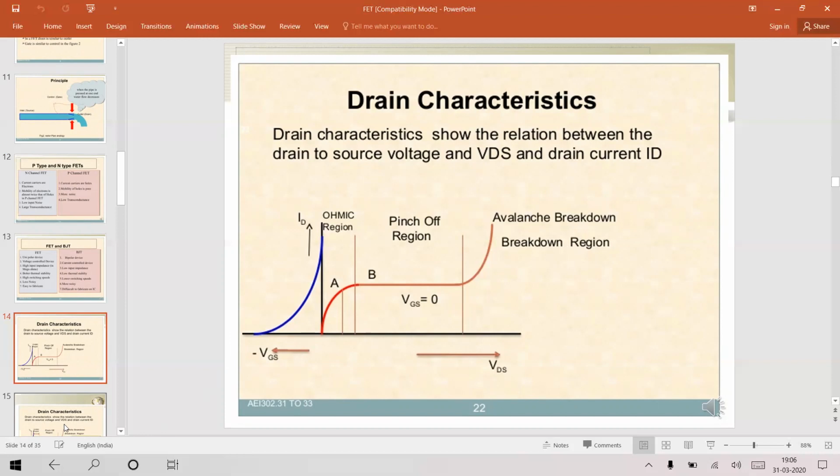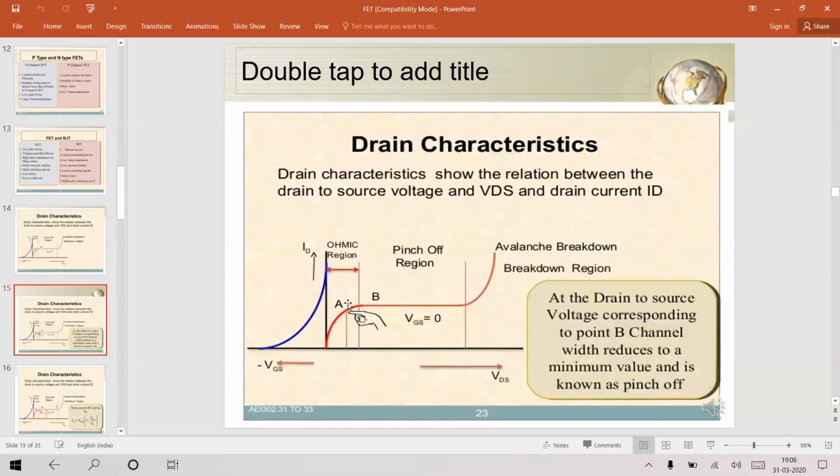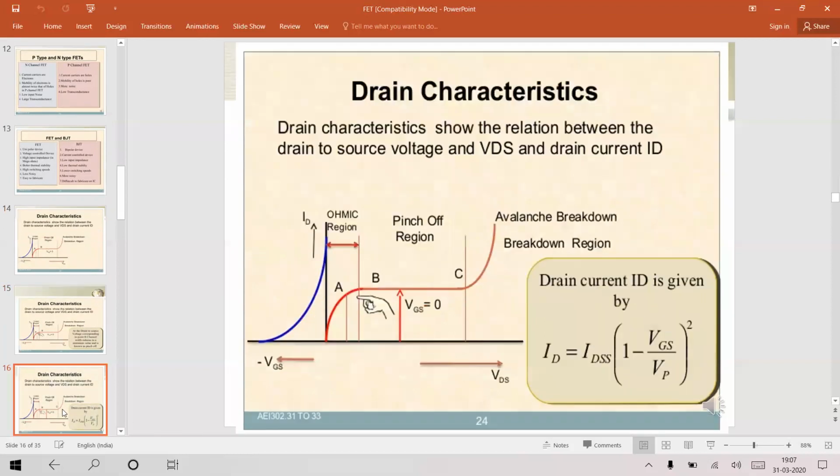Similarly, the same thing is explained in the detailed description. A detailed discussion is given here with the equation for drain current ID, how it varies, the role of VGS, and VP, which is the pinch-off voltage.